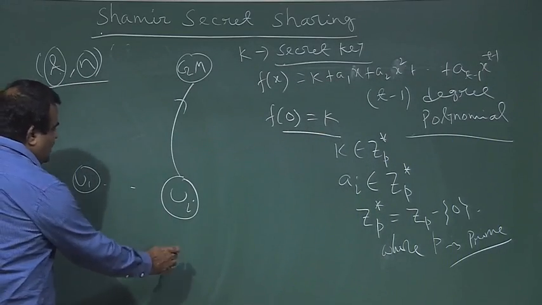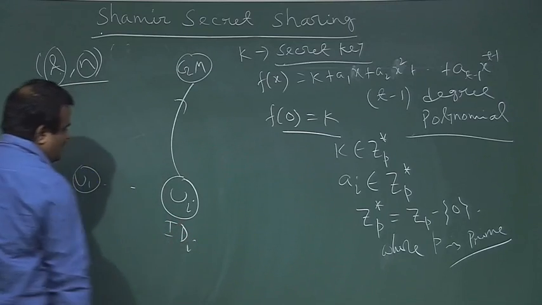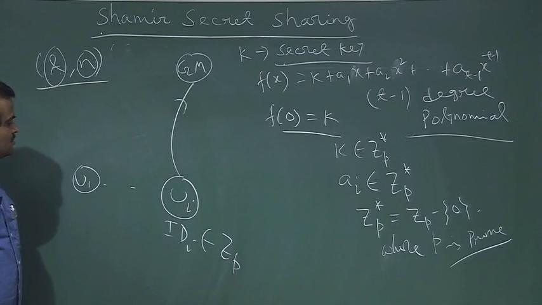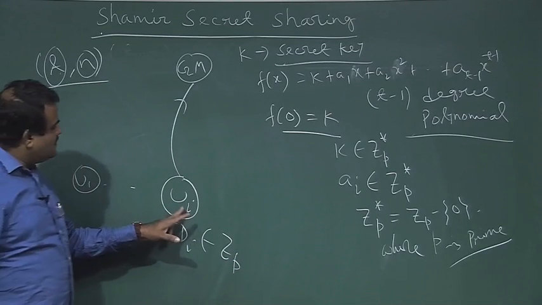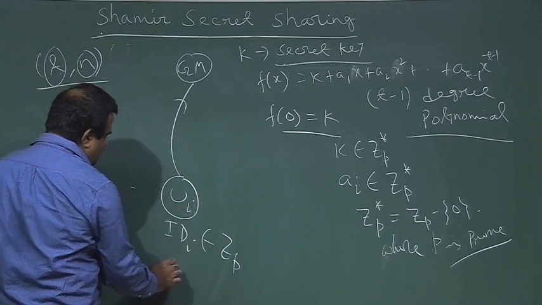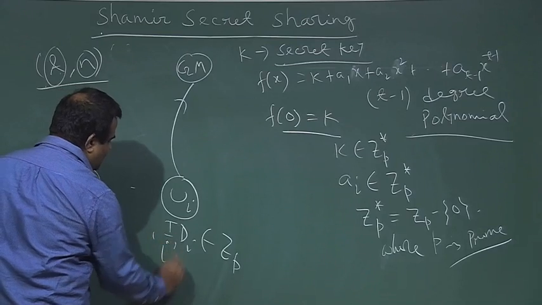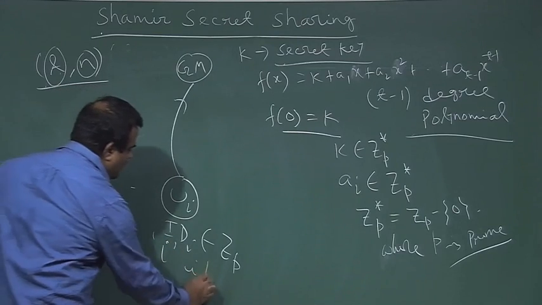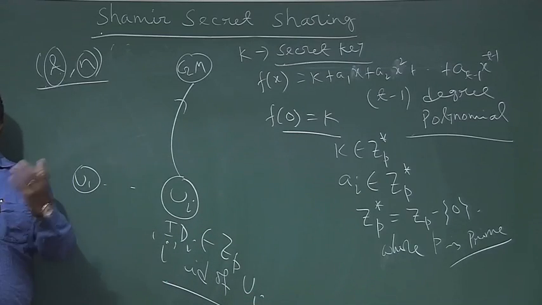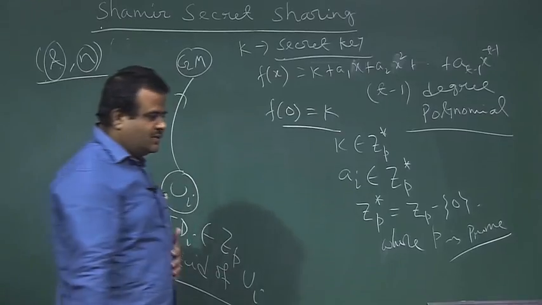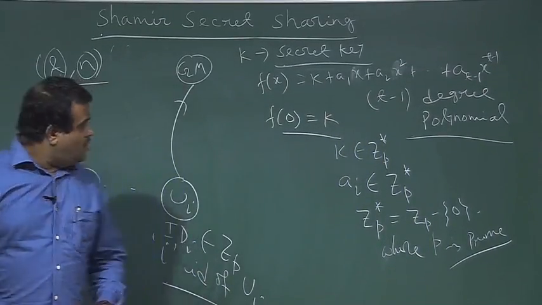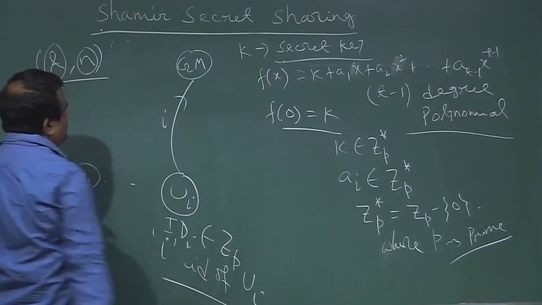So for the ith user, either we choose an ID, which should also belong to Zp star, or we can use some mapping, or we can simply use i. Say i is the ID of ui for simplicity, but it could be any ID, and then we have to convert it into a bit string or an element in Zp star. Okay. Then ui will send the ID to GM.